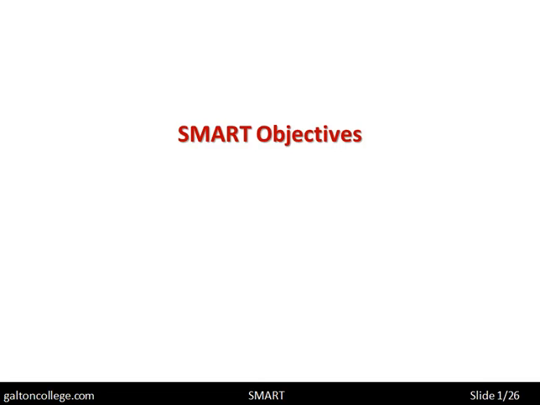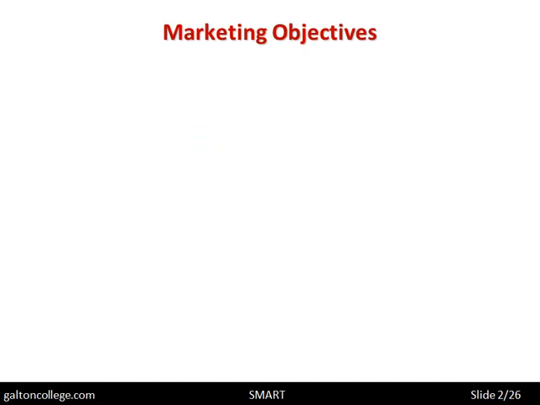In this class we're going to talk about SMART objectives, the meaning of this acronym, what each of the letters means, and why it's important to have this ideal of having SMART objectives. So first of all, we're dealing here with essentially marketing objectives.